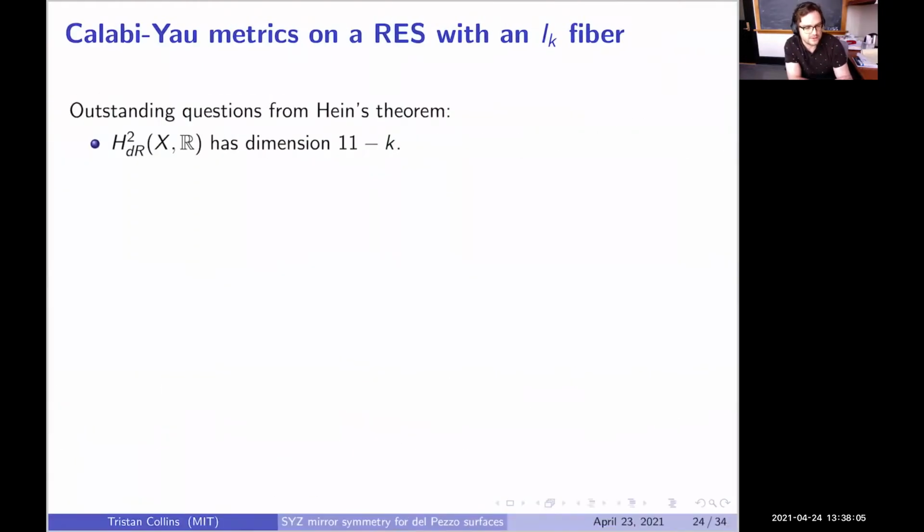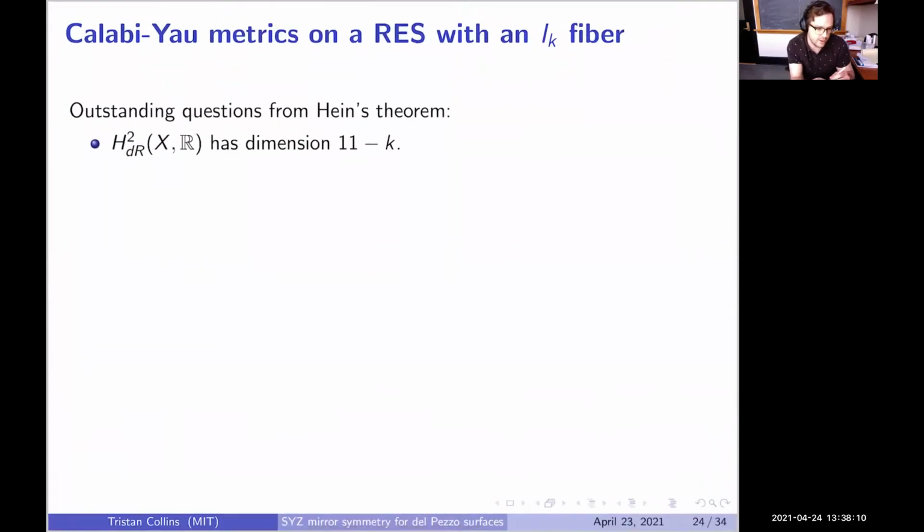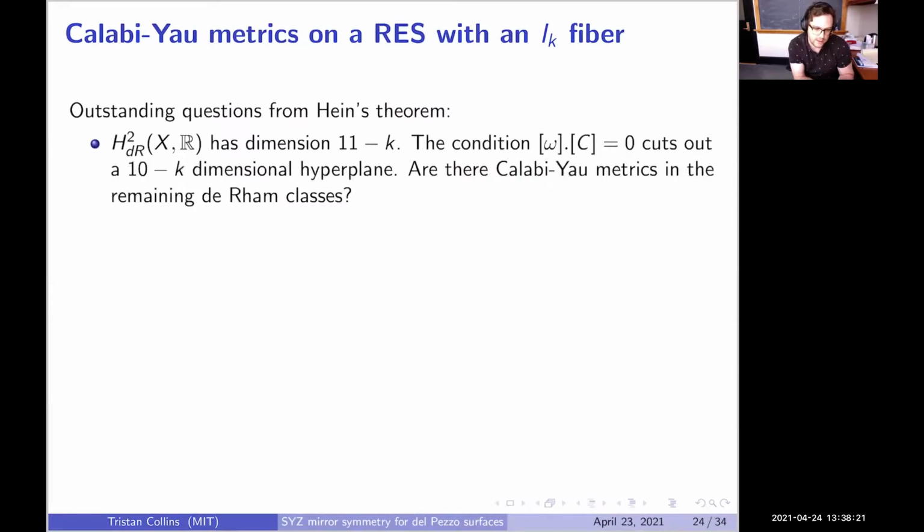Good. Okay, so the outstanding questions then are, first of all, the de Rham cohomology. You can compute that if you remove this divisor from a rational elliptic surface, then the de Rham cohomology is 11 minus k dimensional. But this condition that you pair to 0 with the bad cycle cuts out a 10 minus k dimensional hyperplane. So it's natural to ask whether there are Calabi-Yau metrics in the remaining de Rham classes.